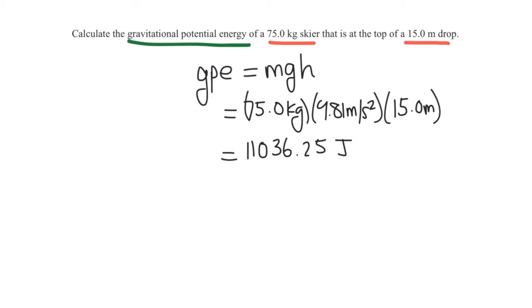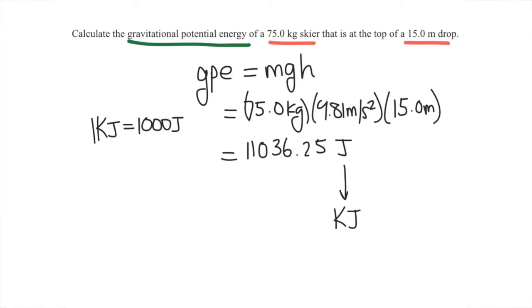Now you can see this is a pretty big number, and we have way too many digits here. We're going to get a lot of big numbers when we calculate gravitational potential energy. So what we want to get used to doing is converting this into kilojoules, using kilojoules instead of joules. And a kilojoule is equal to 1,000 joules.